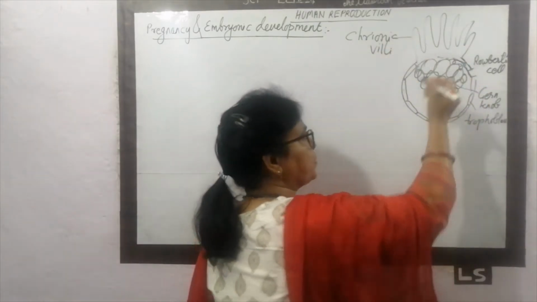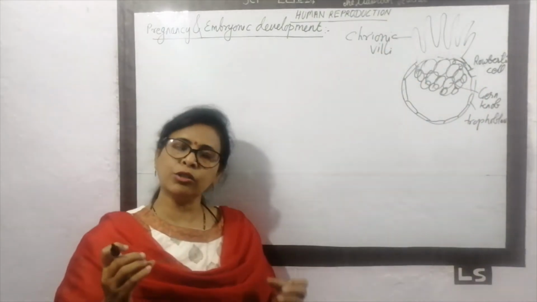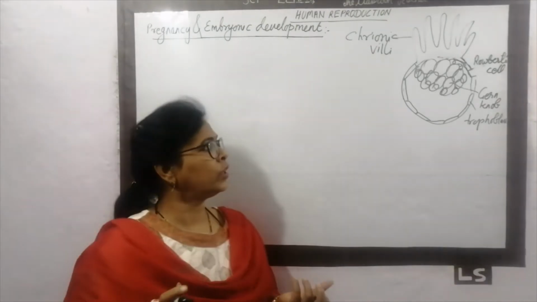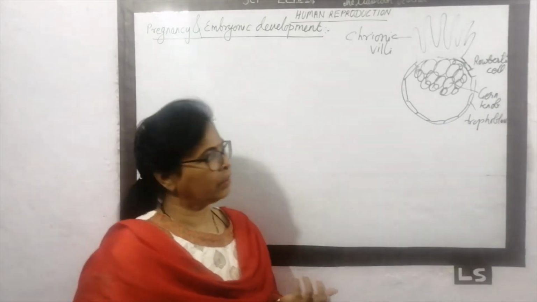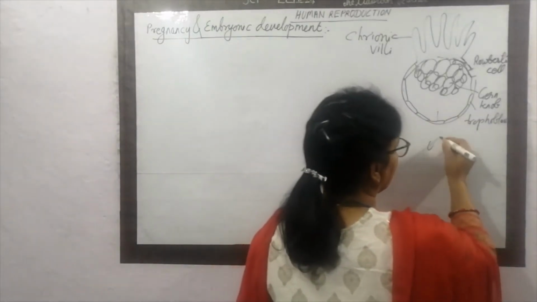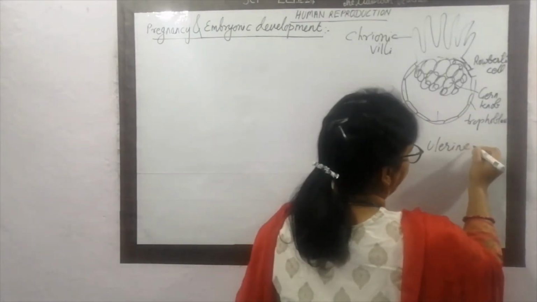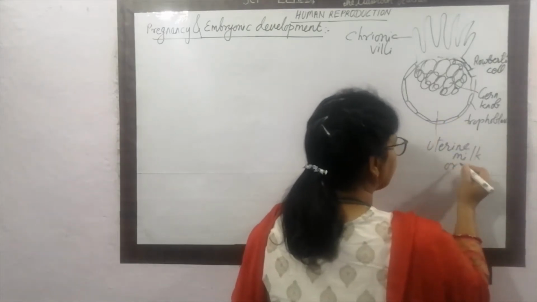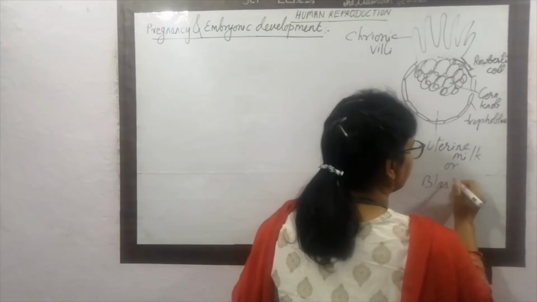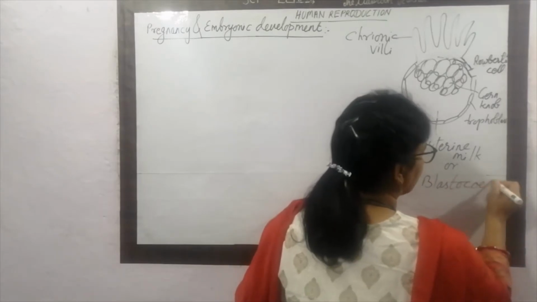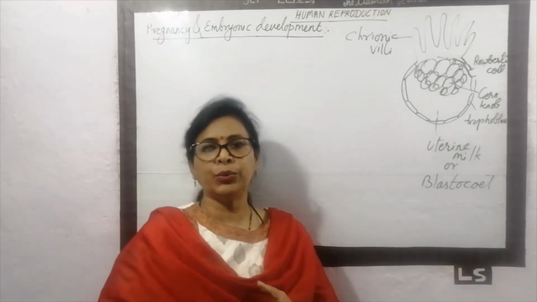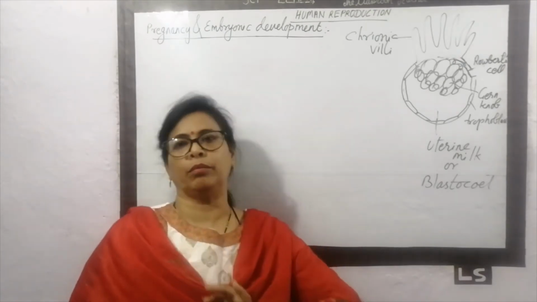The substance present inside the germ knob also contains some liquid. Some liquid is present, which in common language is called the uterine milk, and technically it is called blastocoel. That is actually the nutritive substance which provides nutrition for the developing embryo.